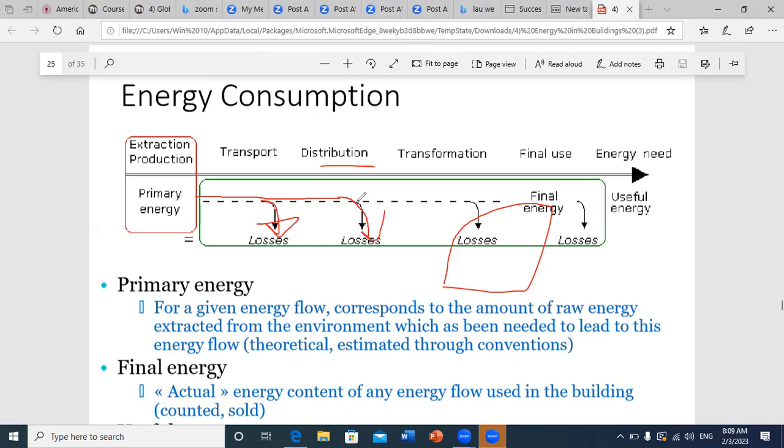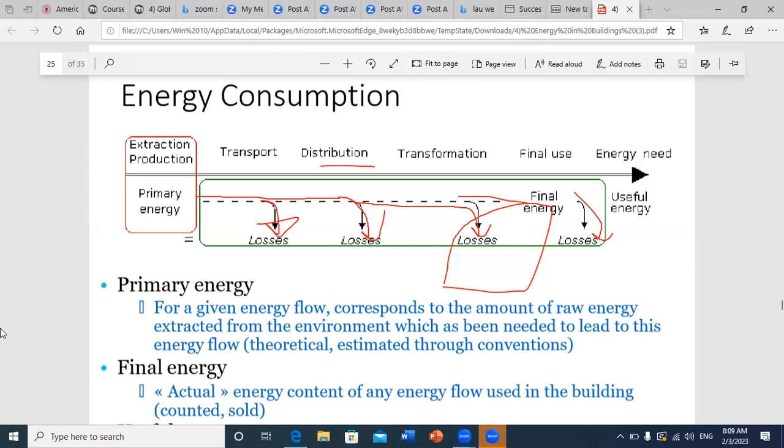When you transform it from one form to another, you also have losses. And in the final stage, when you use it for your energy need, you also have losses. So you have a lot of sources of losses of energy. That's why whenever you do the design, you should try to minimize all sources of losses.